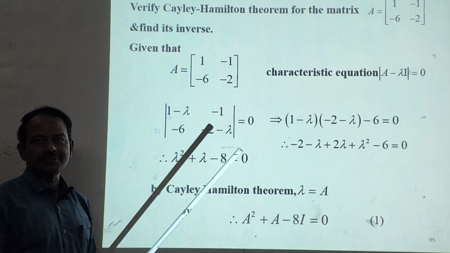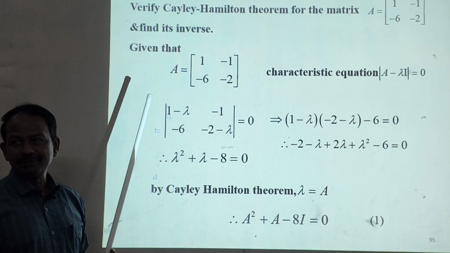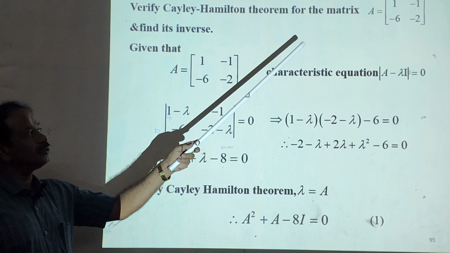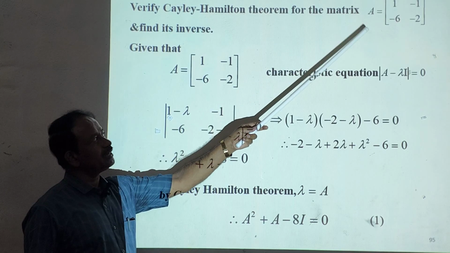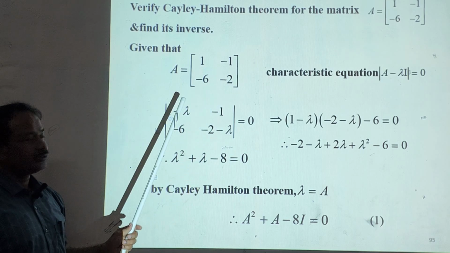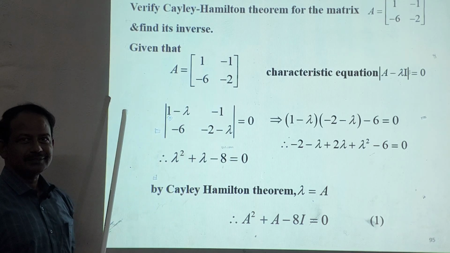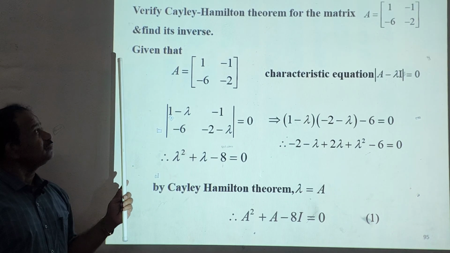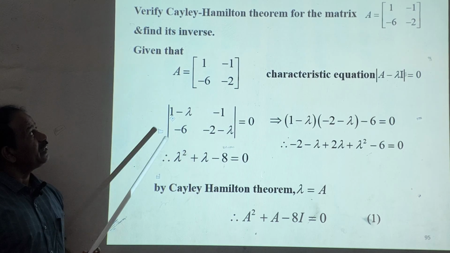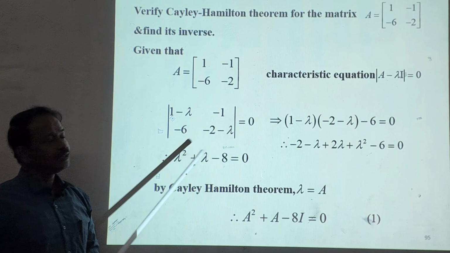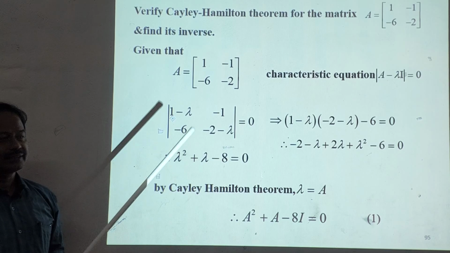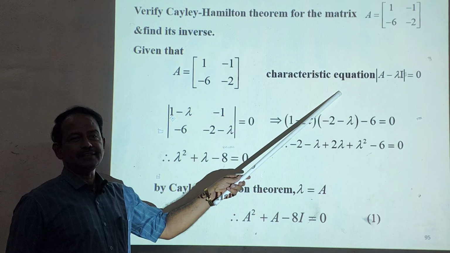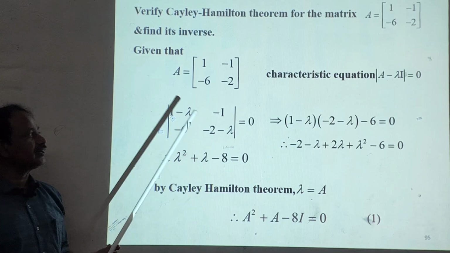We will solve one problem, then after that we will come to know how to use Cayley-Hamilton theorem. Verify Cayley-Hamilton theorem for the matrix. This is a 2 by 2 matrix. Matrix A is given as 1, minus 1, minus 6, minus 2. So, we will solve one problem using Cayley-Hamilton theorem. Verify Cayley-Hamilton theorem for the matrix A equals 1, minus 1, minus 6, minus 2. A is given as this matrix, and of course we know the characteristic equation is given as determinant of A minus lambda I equals 0.